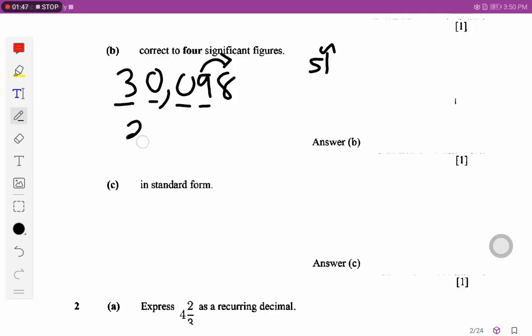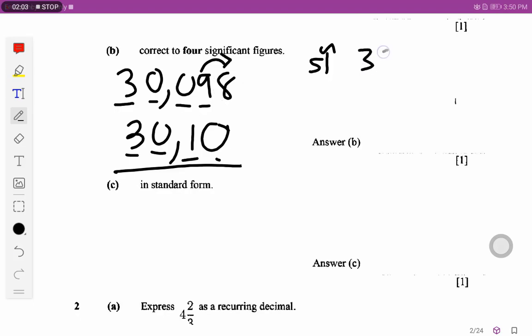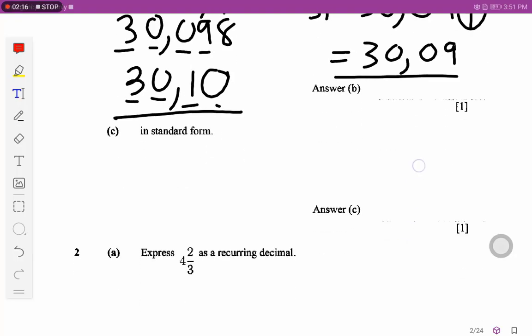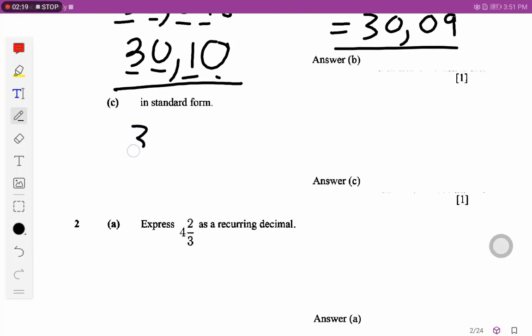So we now write 30.10. This is 4 significant figures. The 0 should be included because there are 4 digits, 4 figures, 1, 2, 3, and 4. If this 8 was below, let's say it was 4 and 3, 30.094 like that, you were going to write, because it's less than 5 there, you have your answer as 30.09 like that.